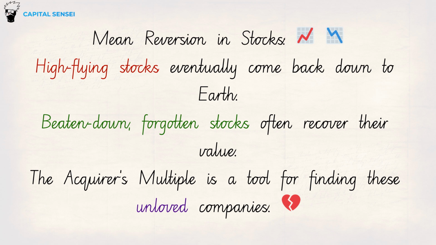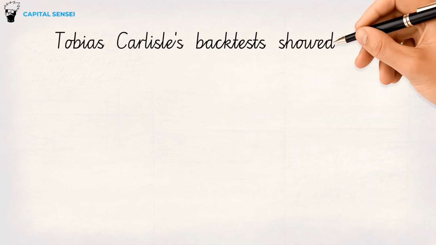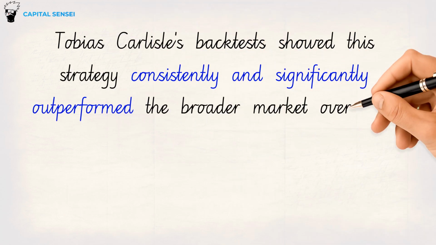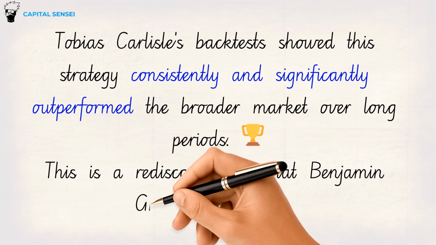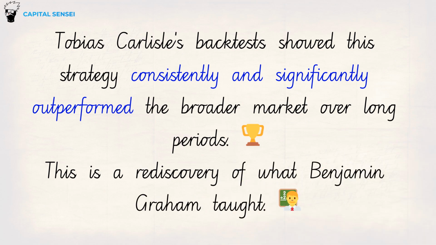And on the other side, beaten down, ugly, forgotten companies that are deeply out of favor often see their fortunes turn and their valuations recover. The Acquirer's Multiple is a systematic tool for finding these unloved companies that are statistically poised to revert to the mean. Tobias Carlisle performed extensive backtests of this strategy, going back decades.